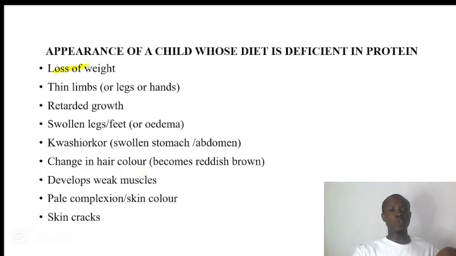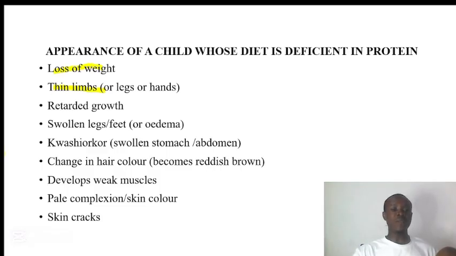One, loss of weight. That means the weight of the child will be lower than expected. And also, they will experience thin limbs. That means their hands and legs will be thin. And they will experience retarded growth. As we said, protein is needed for growth and development of the body. So if protein is deficient, they will experience slow growth, which we call retarded growth.